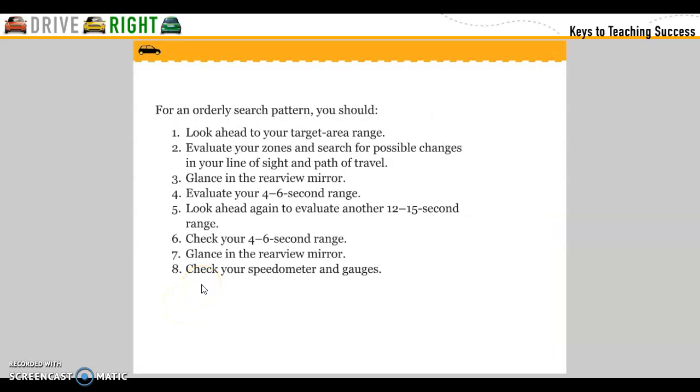For an orderly search pattern, you should: 1. Look ahead to the target area zone. 2. Evaluate your zones and search for possible changes in your line of sight and path of travel. 3. Glance in the rearview mirror. 4. Evaluate your 4 to 6 second range. 5. Look ahead again to evaluate another 12 to 15 second range. 6. Change your 4 to 6 second range. 7. Glance in the rearview mirror. And 8. Check your speedometer and gauges.